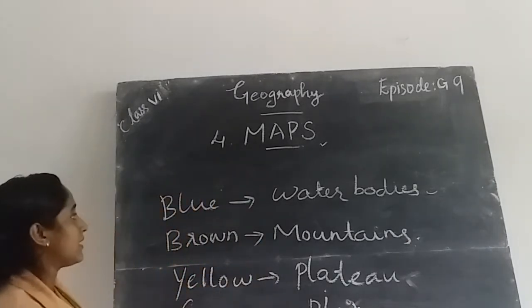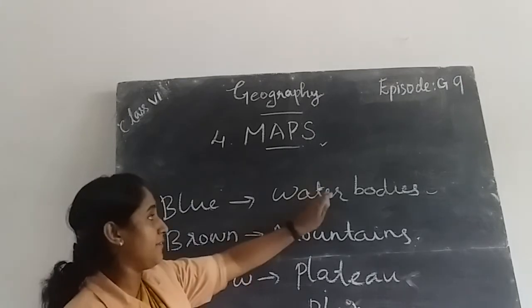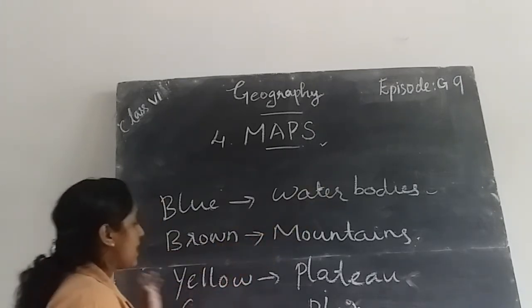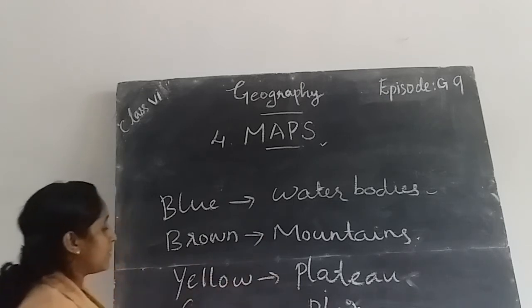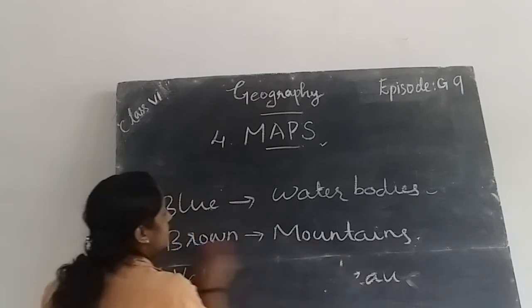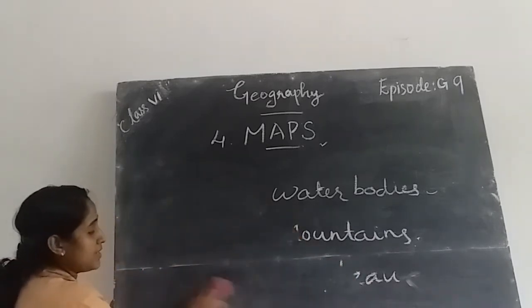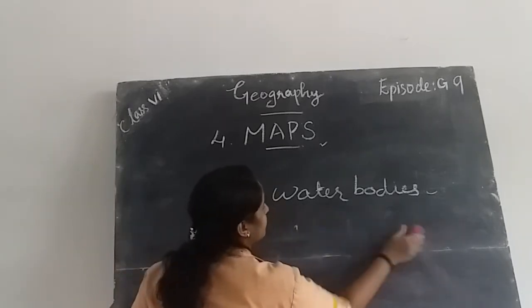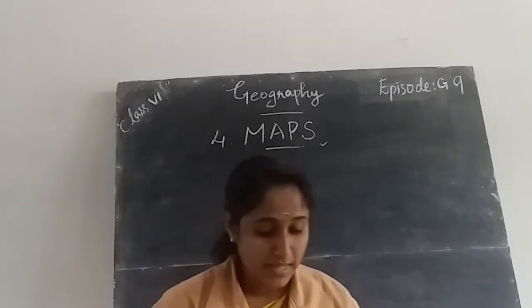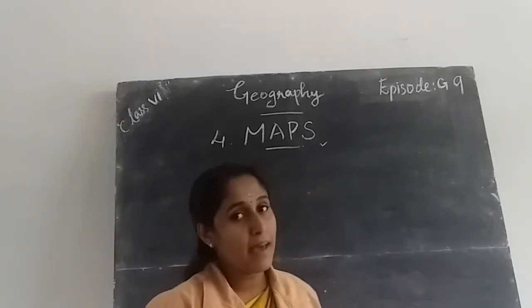Mainly we use the color blue for identification of water bodies, brown for mountains, yellow for plateaus, and green for plains. So these are the main components of maps.